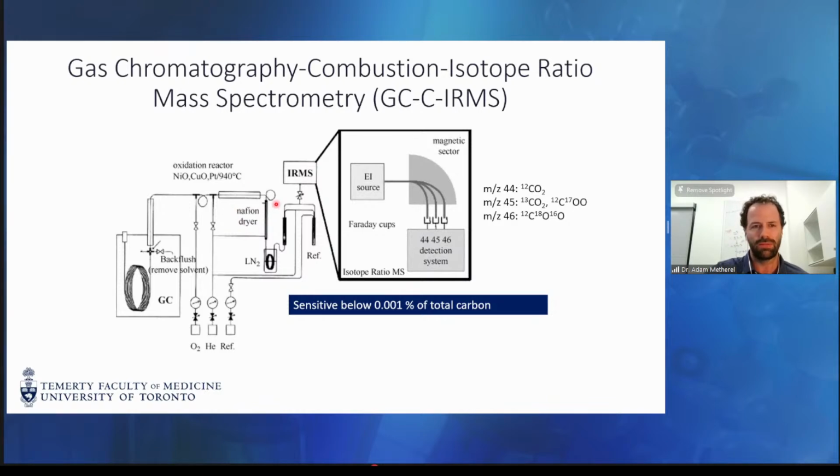The water is dried off in a dryer, and the CO2 enters into the mass spec, where there are some very specific detectors designed so that each detector essentially analyzes one mass. In total, we analyze 3 masses, with the 44 mass to charge ratio being the C12 CO2 and the 45 being C13 CO2.